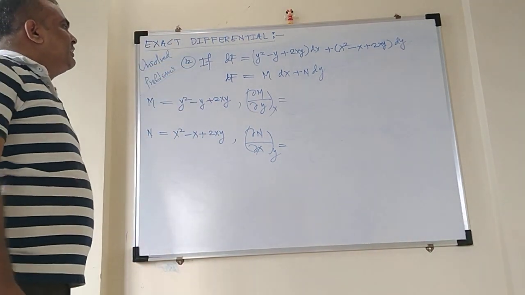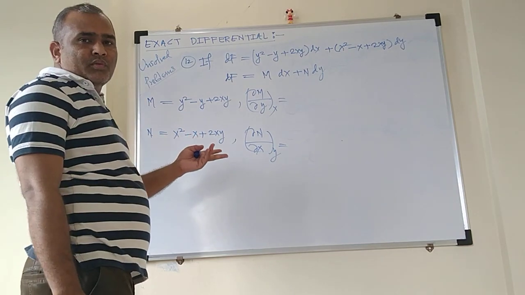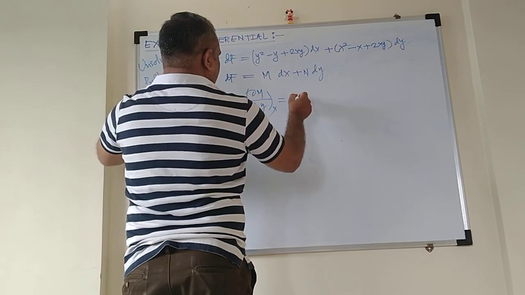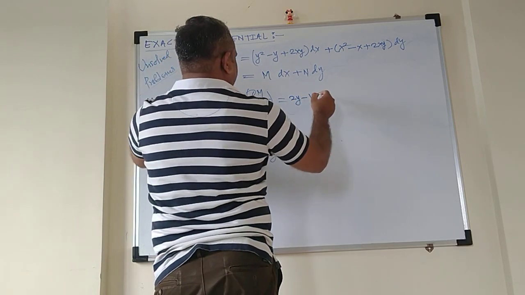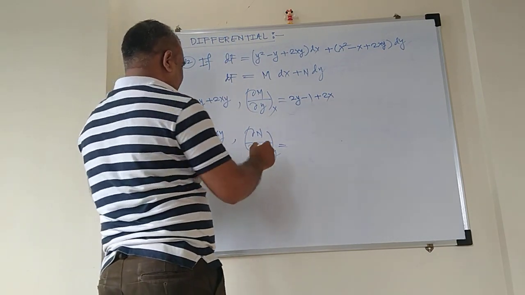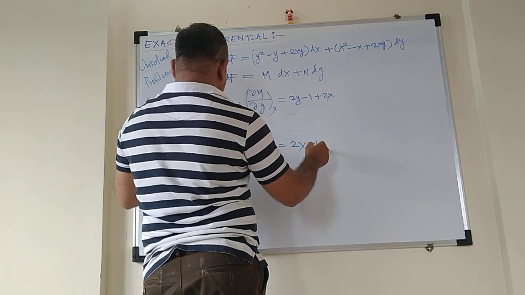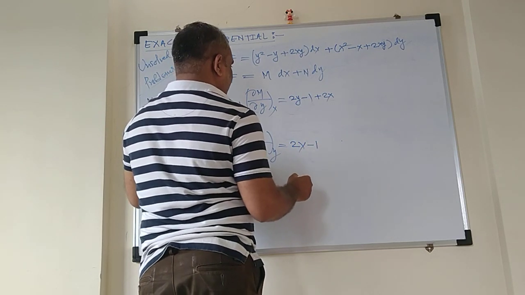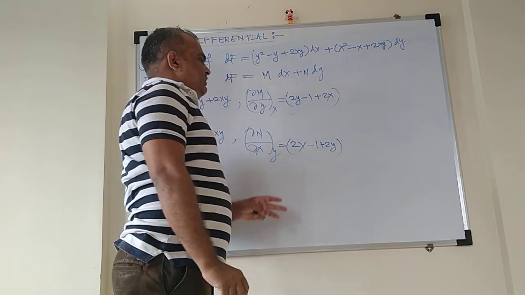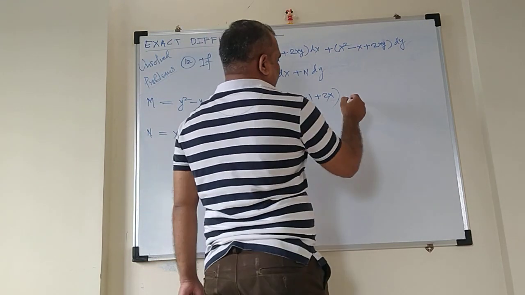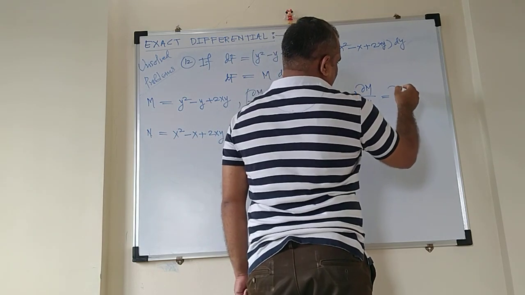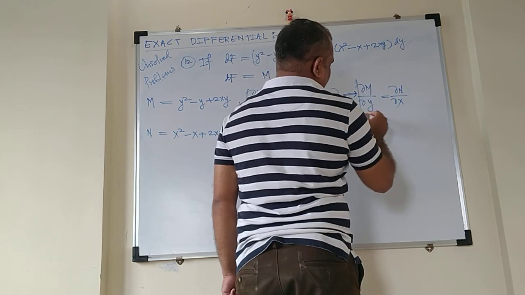And if you calculate this, then either you will get both equal or not equal. So ∂M/∂y will be 2y minus 1 plus 2x, and the differentiation of N with respect to x will be 2x minus 1, and with respect to x will be 2y, so plus 2y. And it's clearly seen from this equation, we can conclude that ∂M/∂y is equal to ∂N/∂x.